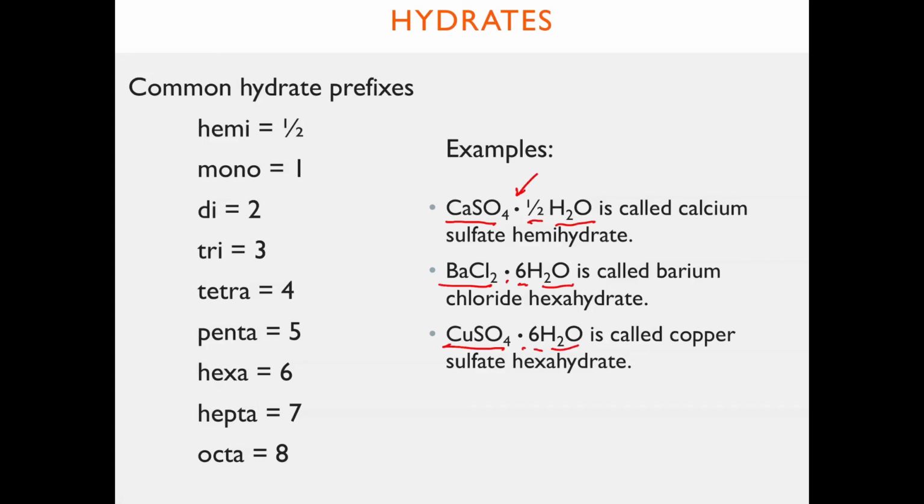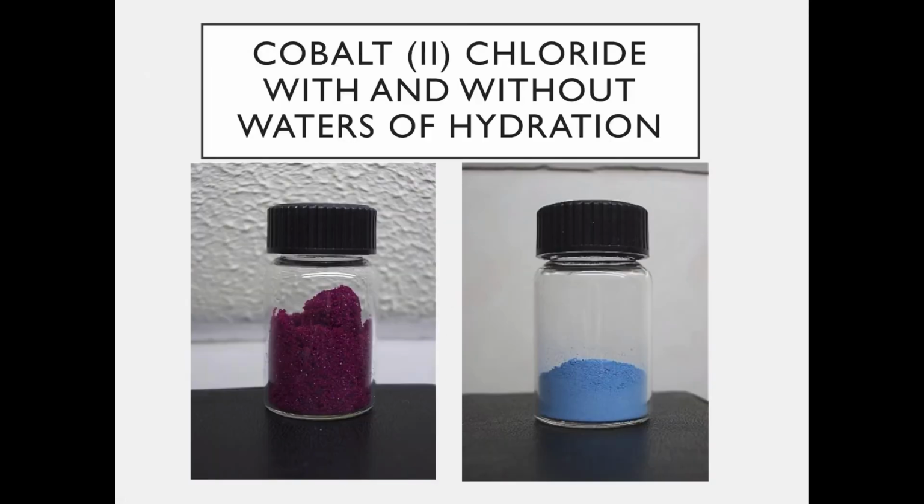So we have the hydrate prefixes over here on the left. These are really useful to memorize anyways because you're going to need to know them when we get to molecular and covalent bonding. These are going to be the same prefixes that you're going to use there, so you might as well start working on them. So the first one, we have calcium sulfate. Hemi is half, and then hydrate. Barium chloride, we have hexahydrate. And then copper sulfate, hexahydrate. Like I said, you're just going to use that prefix in front of the word hydrate to tell you how many water molecules are on there.